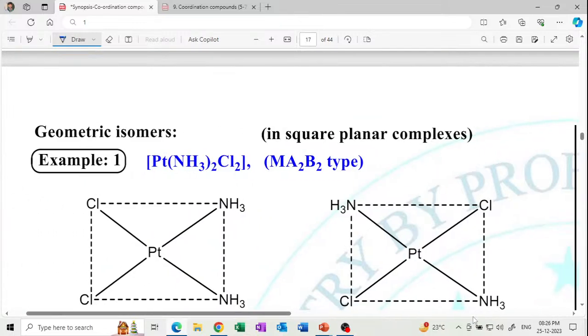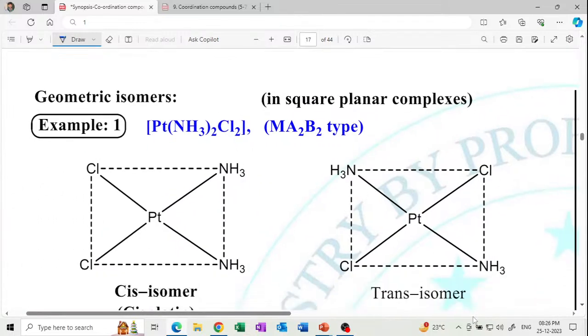So geometric isomerism in the square planar complexes. The geometric isomerism in square planar complexes, Pt(NH3)2Cl2, MA2B2 type. So this is one of the examples. So these are the geometric isomers in the square planar complexes.